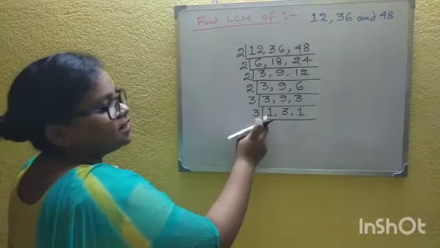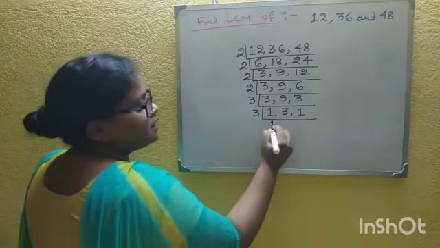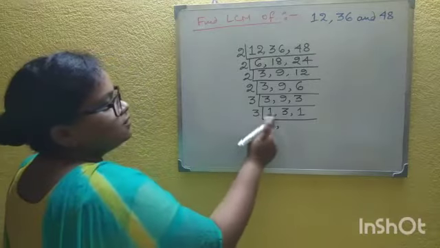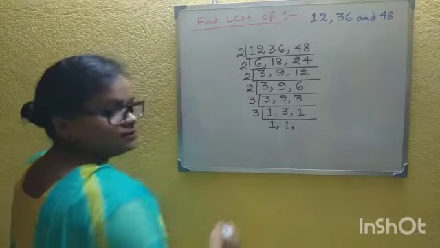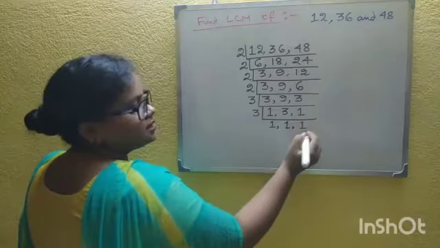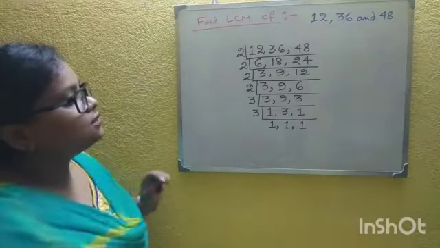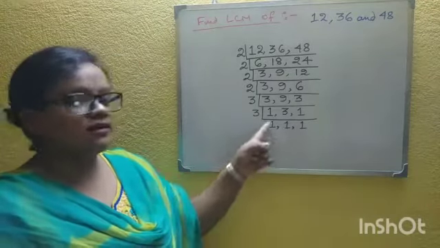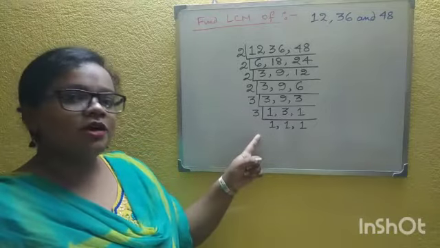Now once we get 1 as quotient, we write 1 as it is. Dividing 3 by 3, we get 1. Again we are going to write 1 as it is. Now as we get quotient 1, so we are going to stop here.